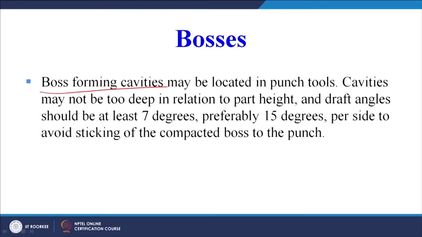Now let us see what are the other design features or design attributes related to the shape of the parts that have to be made by powdered metal using the powder metal processing technique. One of those is the bosses. Boss forming cavities may be located in the punch tools. Basically we are going to compact the powdered metal, and the compaction will be done with the punch. So suppose this is my punch, I can have a boss forming cavity here, and then I can compact the metal powder.